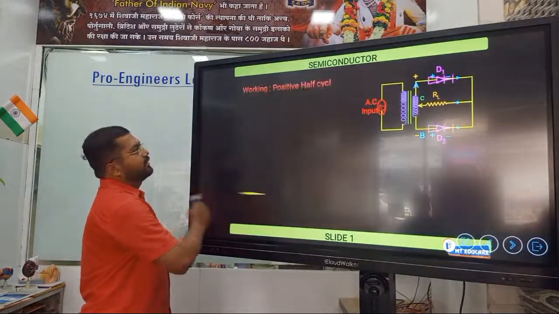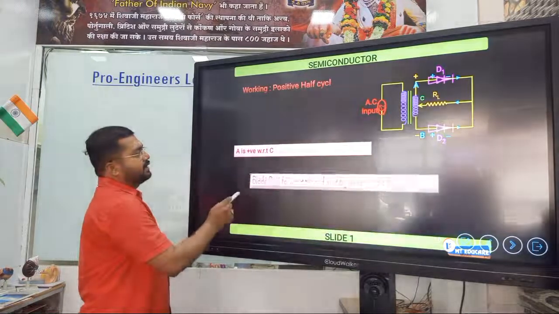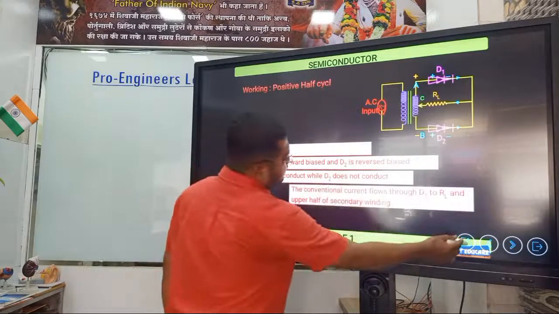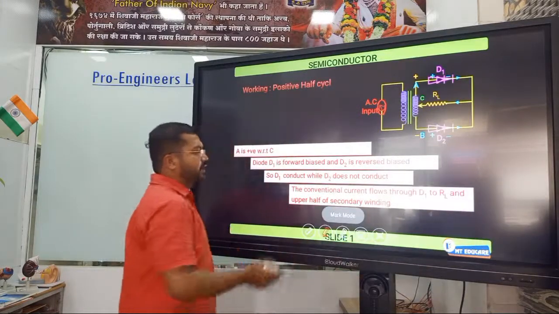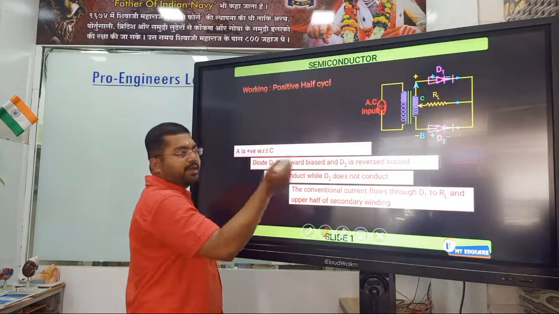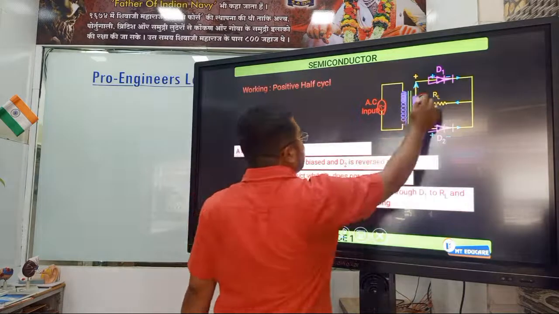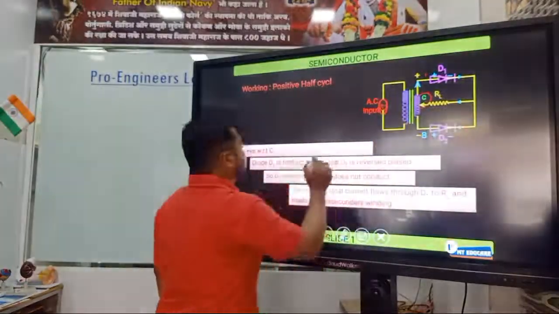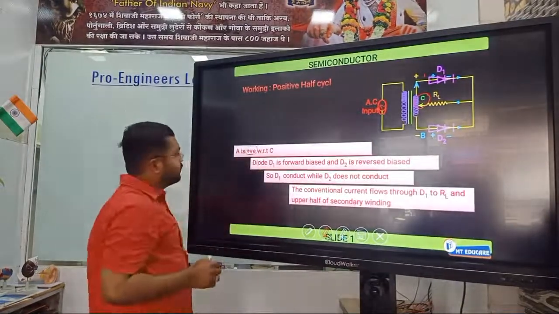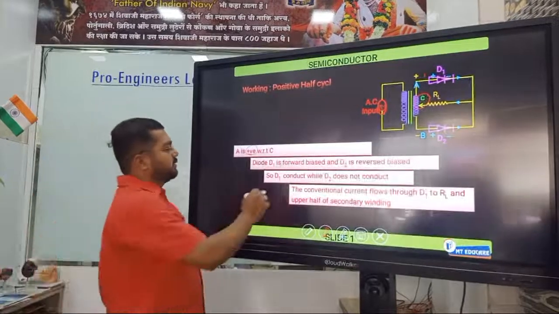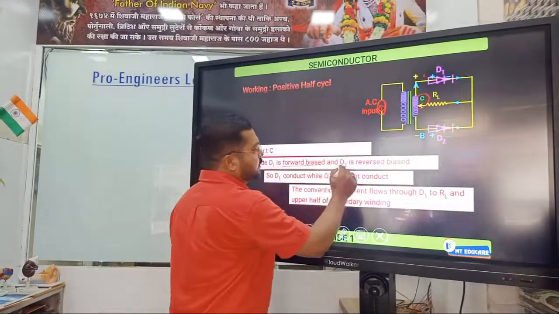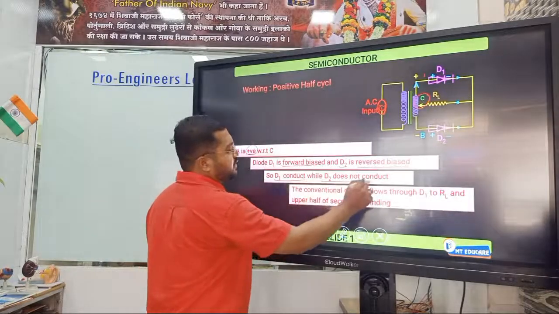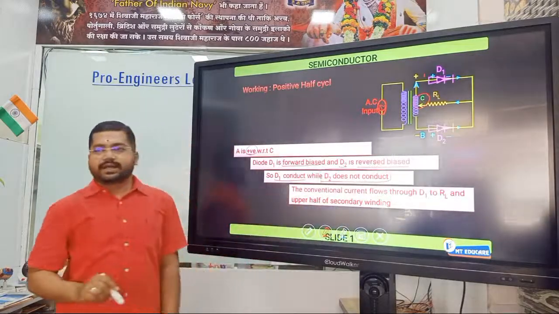So we'll see the working. For the positive half cycle, A is positive with respect to C. For the half wave rectifier we wrote A is positive with respect to B, but here we have one more terminal called C. So we are comparing A to C. A is positive with respect to C, and diode D1 is forward biased, D2 is reverse biased. D1 conducts, D2 does not.